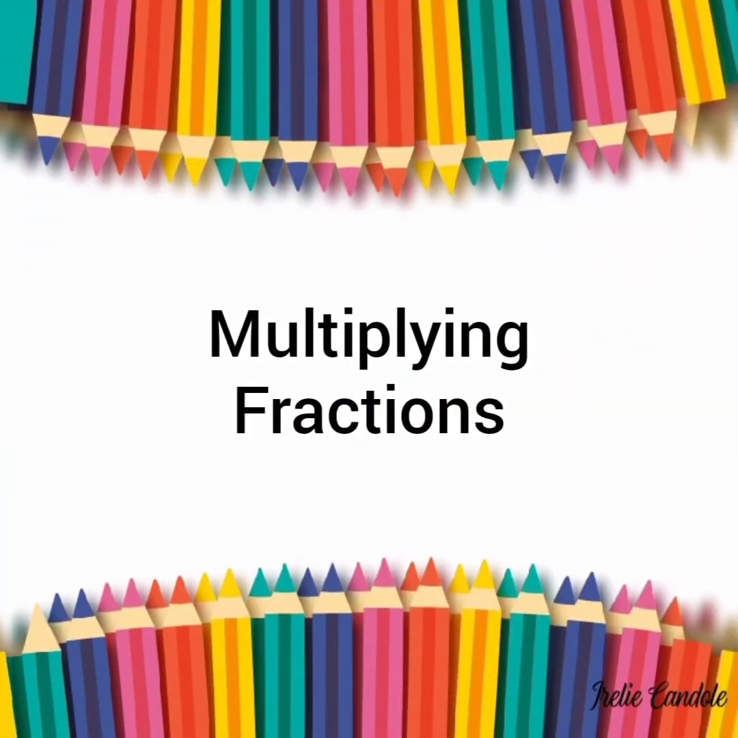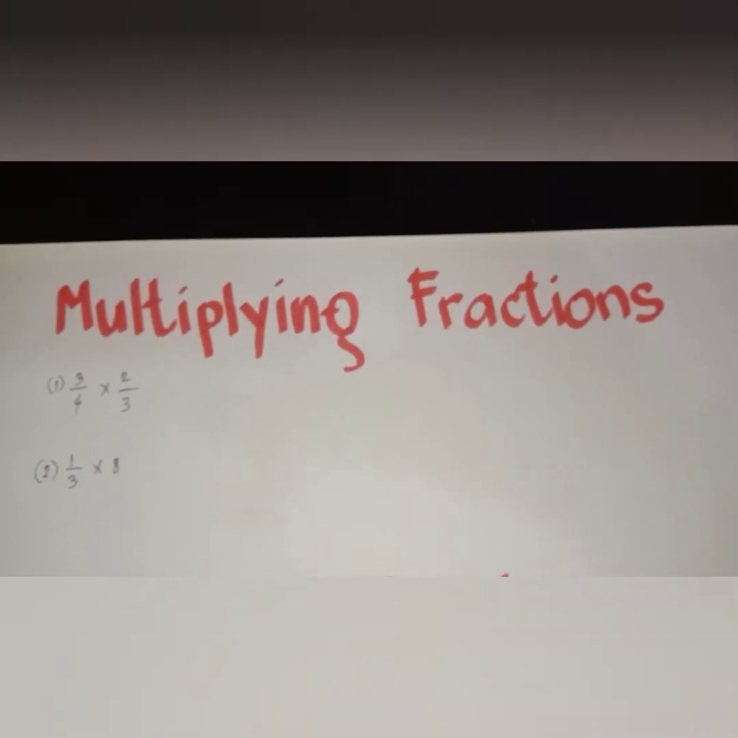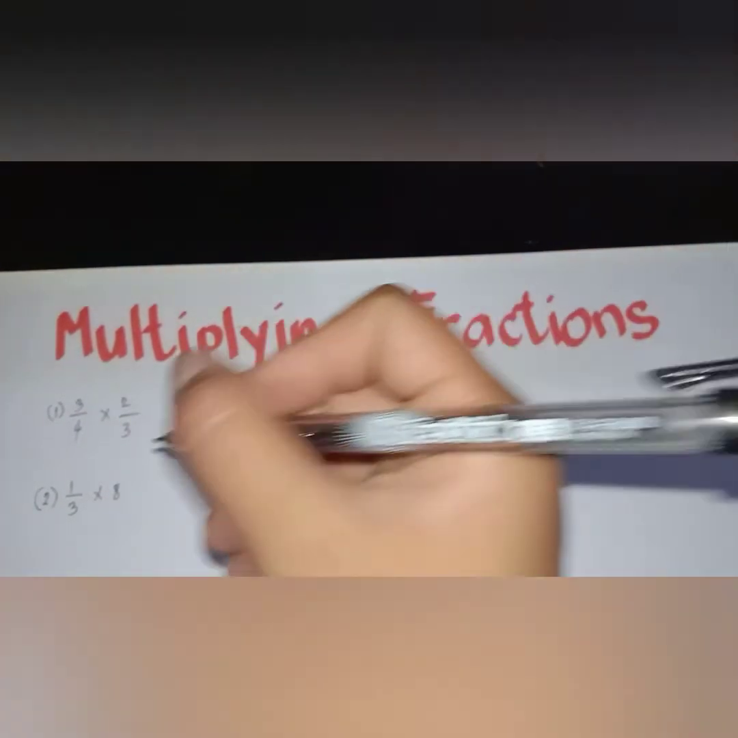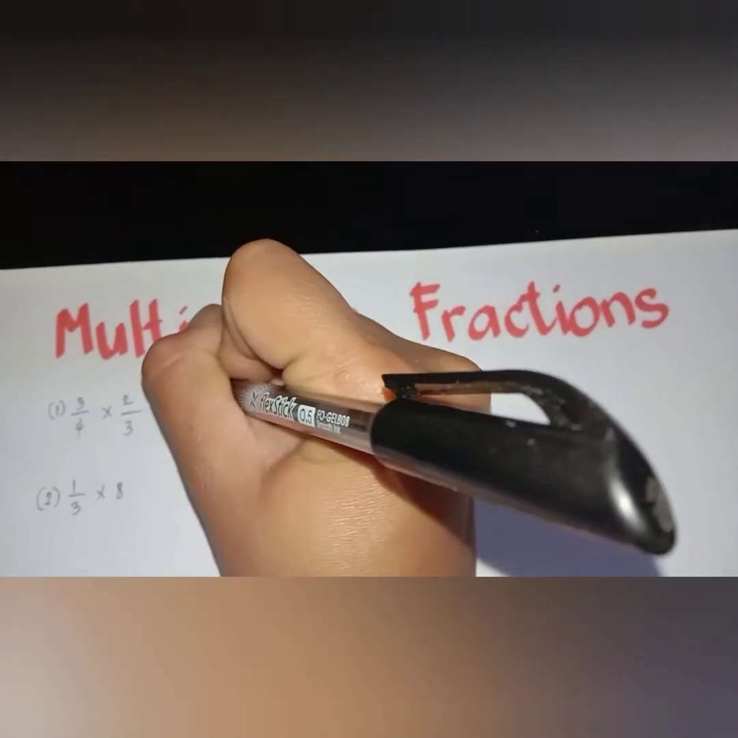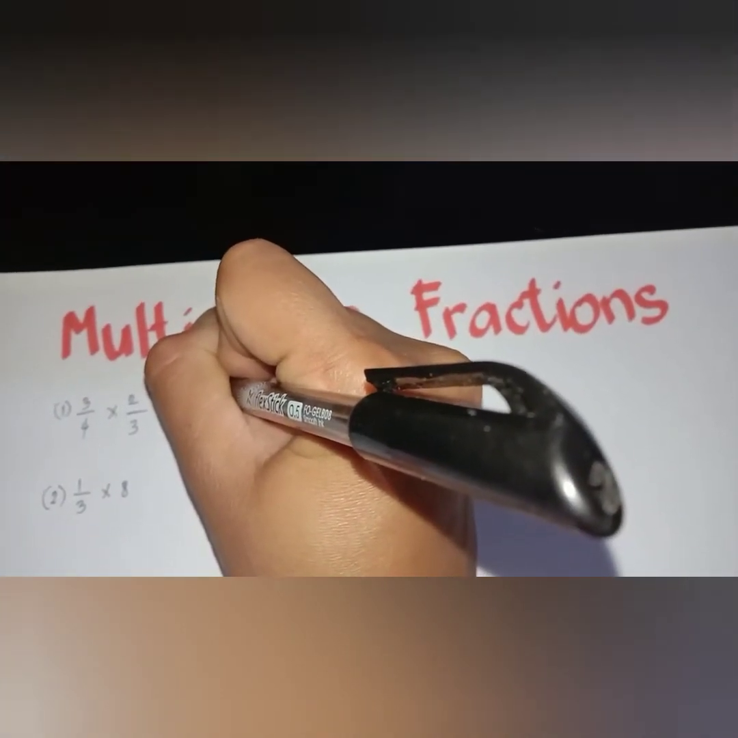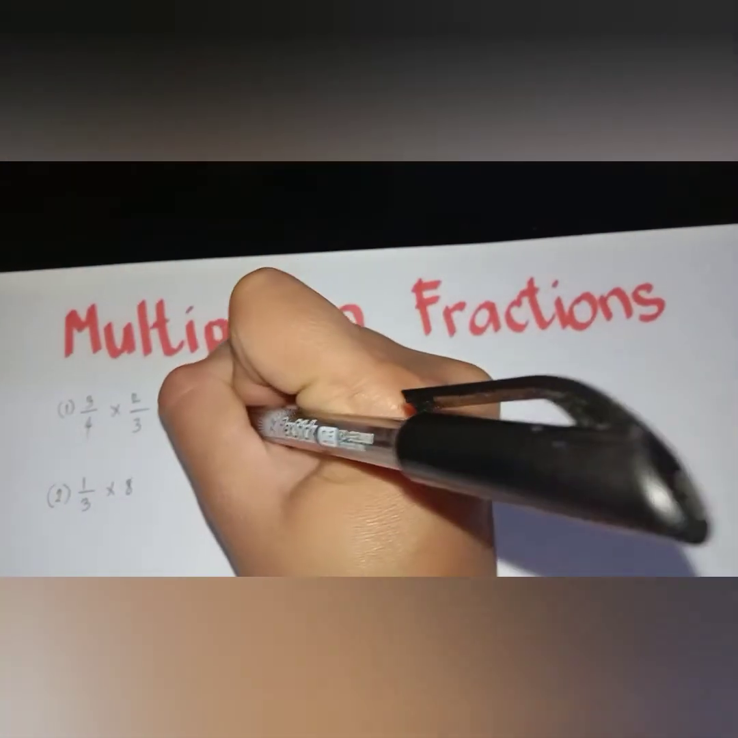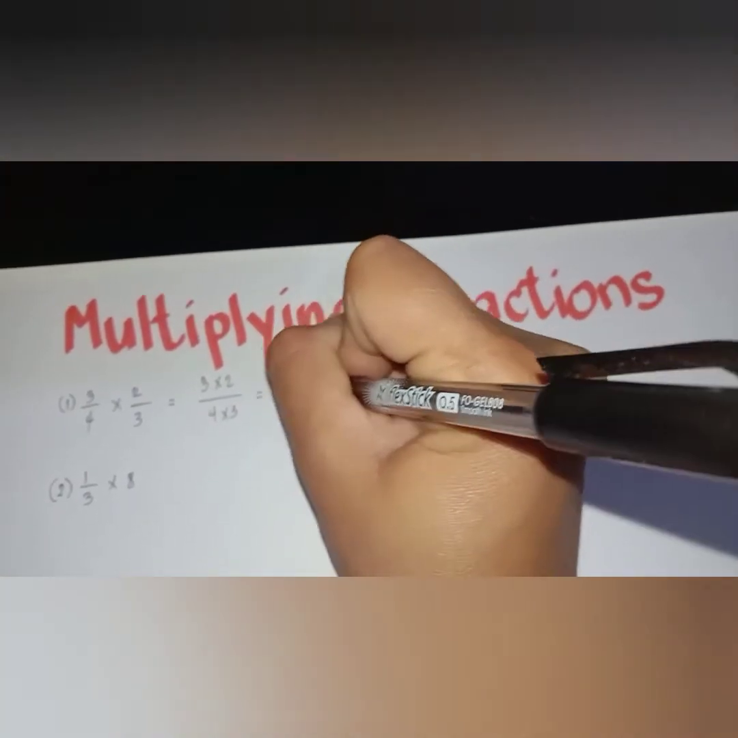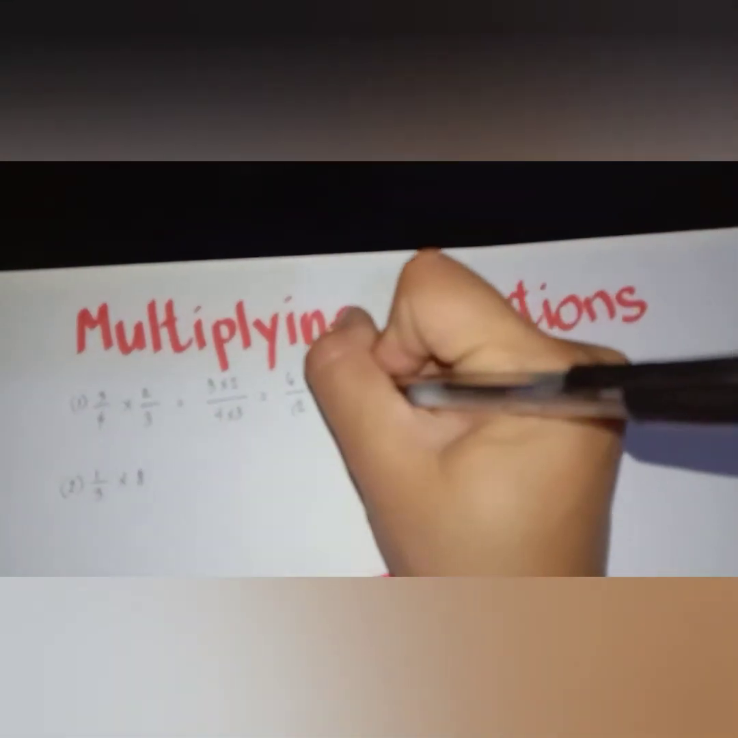Let's move to multiplying fractions. When multiplying fractions, just simply multiply the numerators and multiply the denominators. Then write the product in simplest form. 3 times 2 over 4 times 3, that is equal to 6 over 12. Then let's simplify. So the final answer is 1/2.